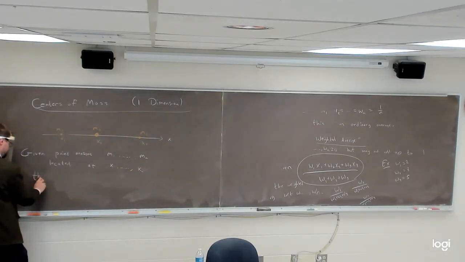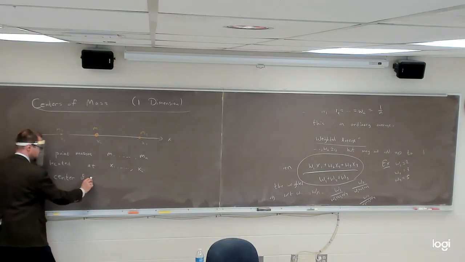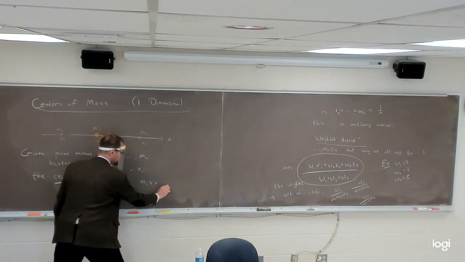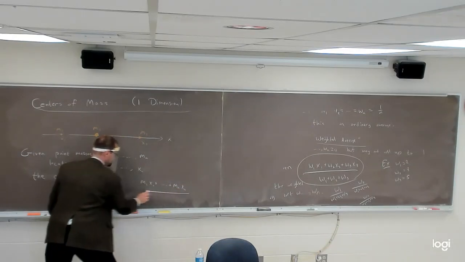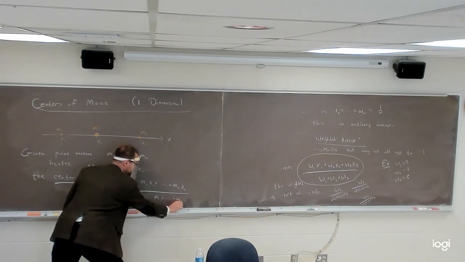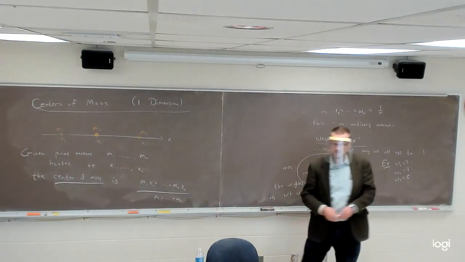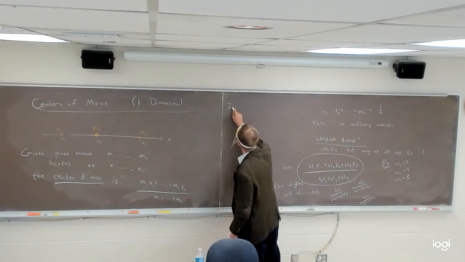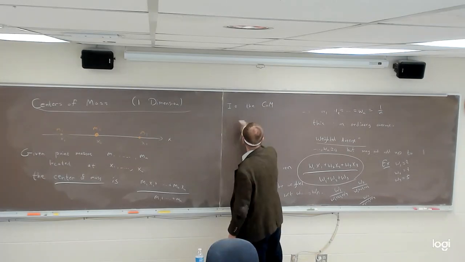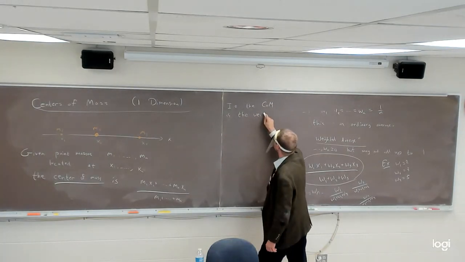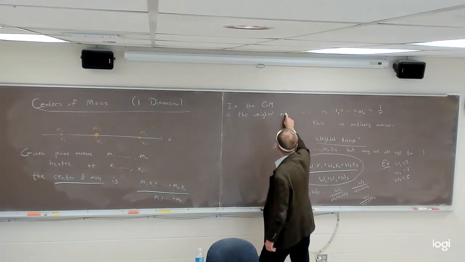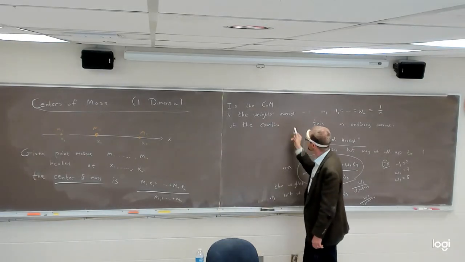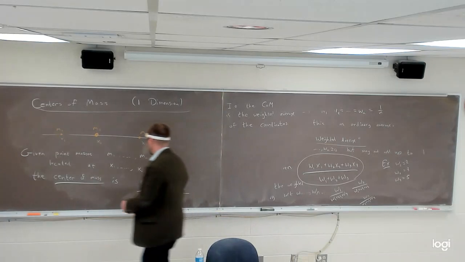the center of mass is, this should look pretty familiar, m1 x1 up through mn xn divided by the sum of the masses. In other words, the center of mass is the weighted average of the x-coordinates of all those points, weighted by weight, mass. We'll use the notation x bar.